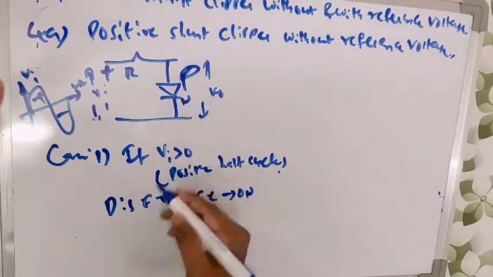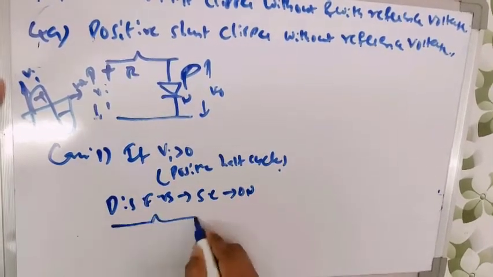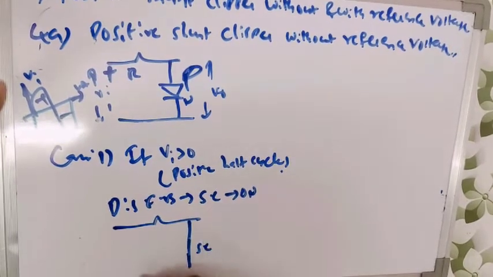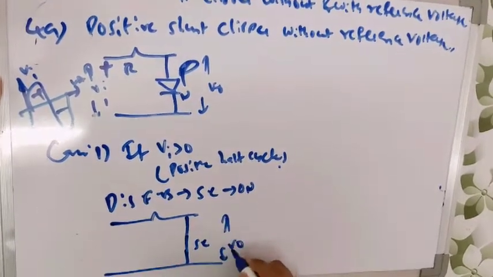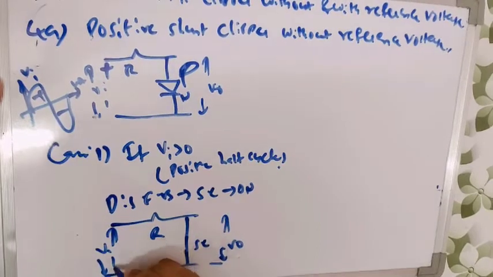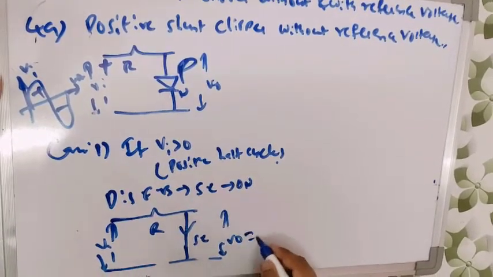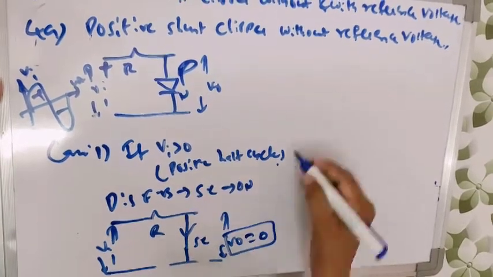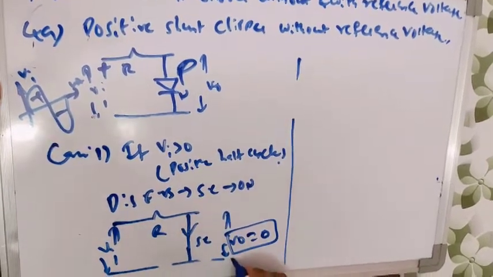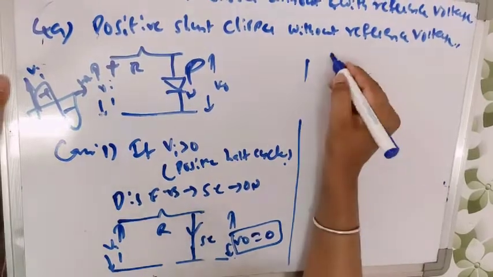When it is short circuited, what will be the output voltage? Let us draw the equivalent circuit. When it is short circuited, the output voltage will be equal to 0, because across the short circuit terminals the resistance is 0. Current is flowing, but the resistance is 0, therefore the output voltage will be equal to 0. That is, it clips the positive portion of the input signal. Now we'll see case 2.